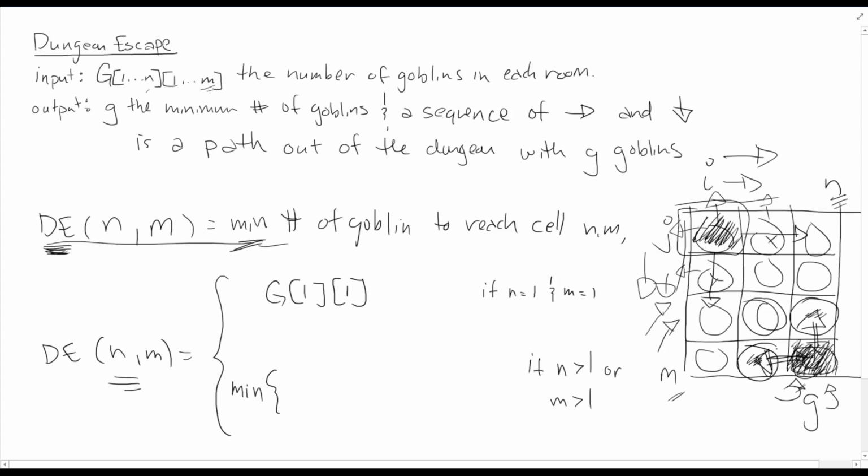So if we want to know the number of goblins to reach this cell, the room to our left is going to be DE N minus 1, M. Remember, this expresses how many goblins we will meet there. And then the room above us must be DE N, M minus 1. We're going to take the minimum of those two. Now that's going to tell us how many goblins it takes to reach either of those rooms. We'll take the minimum, but then we have to add on G N M here.